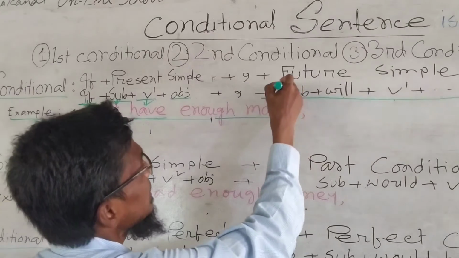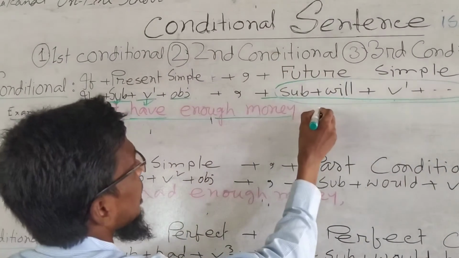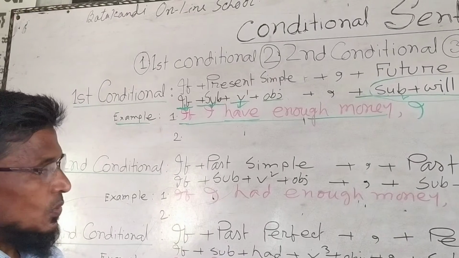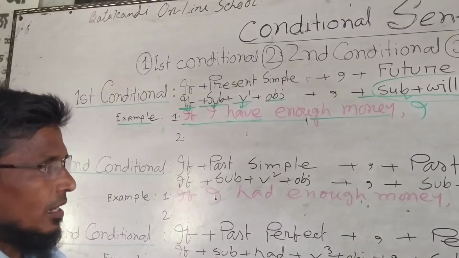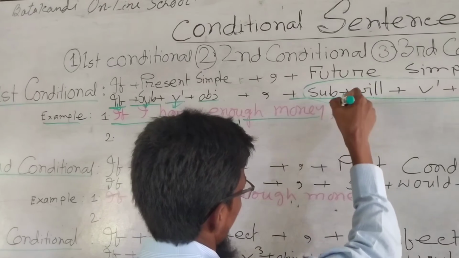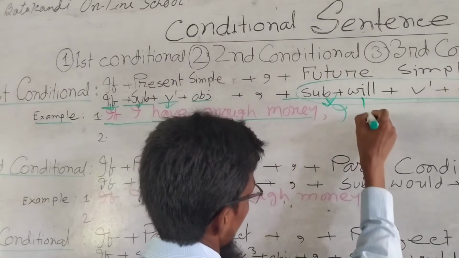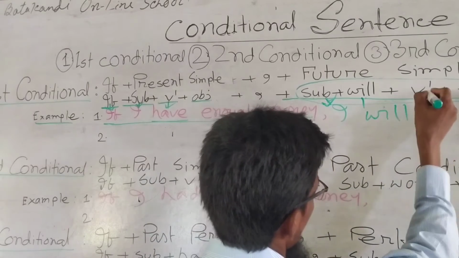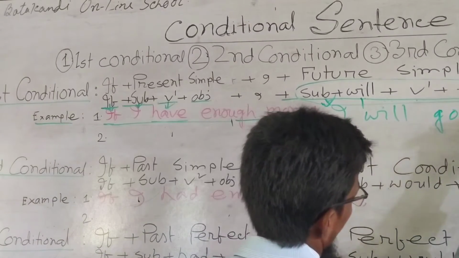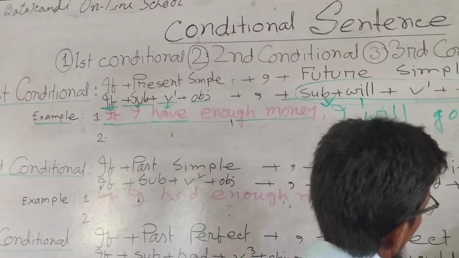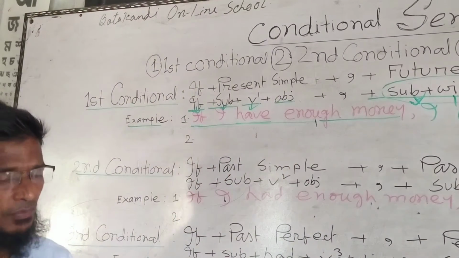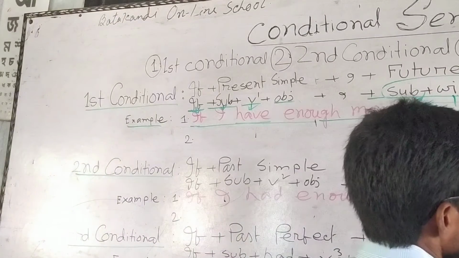I have to follow this structure. I, such as I go to Japan or America or Russia or India, etc. Here I have to put subject, then will, then base form of verb. Go to Japan. If I have enough money, or I have a lot of money, I will go to Japan.